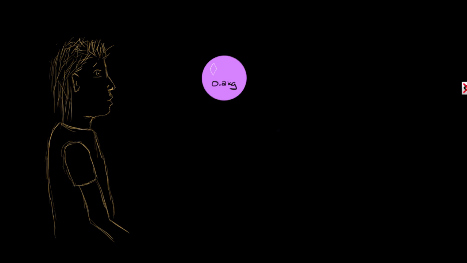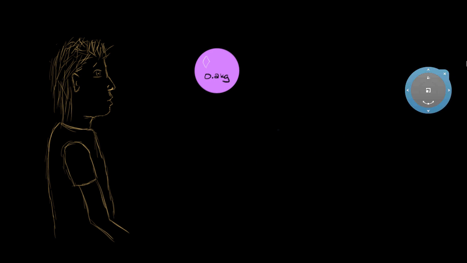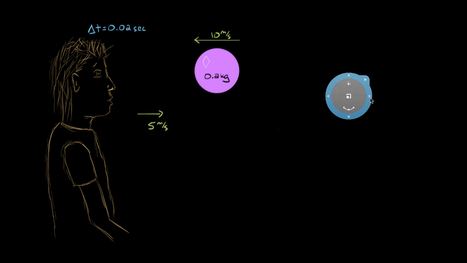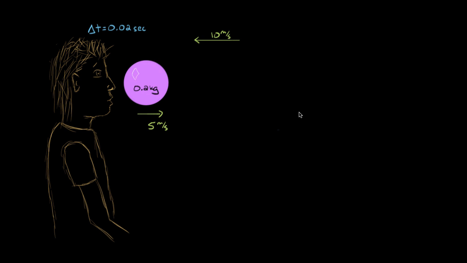And we're going to need to know some other numbers. Let's say the ball comes in at a speed of about 10 meters per second. So it says coming in at 10 meters per second. And let's say it leaves at a speed of 5 meters per second. So it's probably going to recoil with a little less speed than it came in with. So it comes in with 10, leaves with 5.